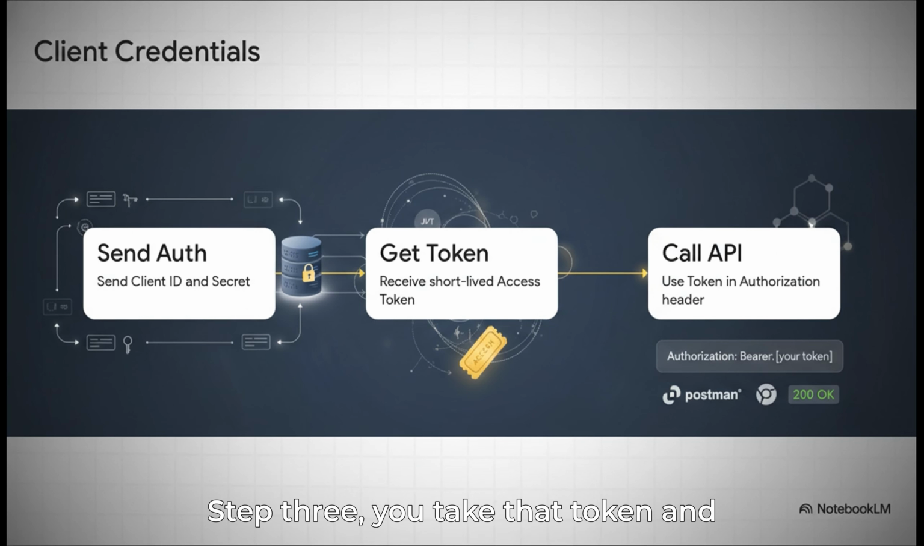Step 3, you take that token and attach it to your authorization header as a bearer token to call the protected API. And what's awesome is that you can easily simulate this exact flow yourself. Just use Postman's free tier, pop your ID and secret into the Auth tab, get your token, and test it against a free endpoint like http://httpbin.org/bearer to see a live 200 OK for yourself.